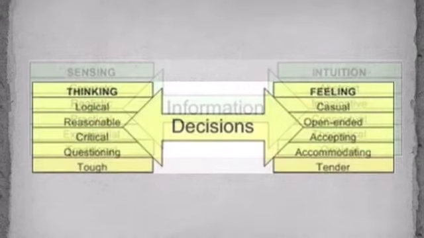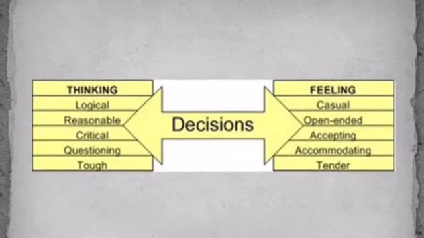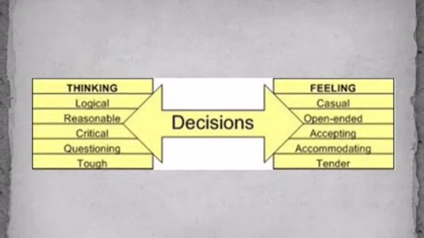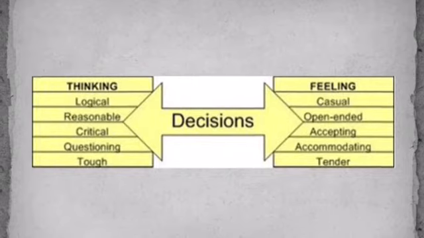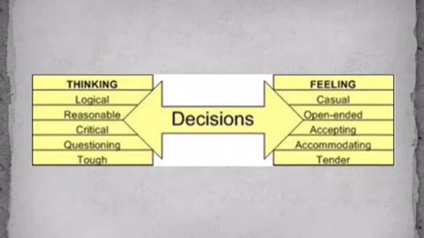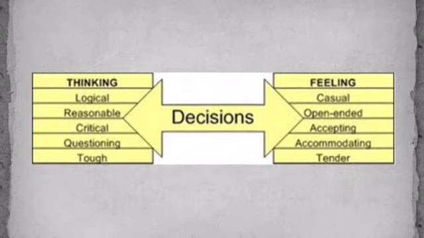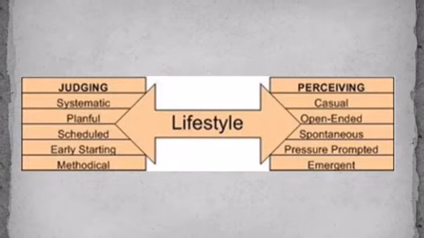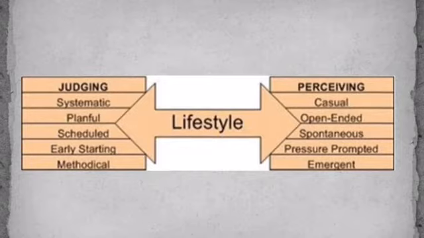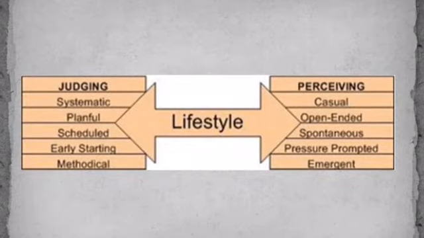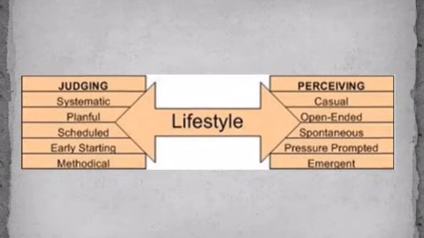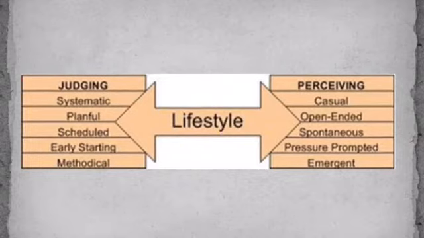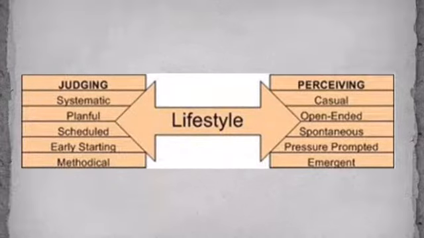Decisions. If you fall under the thinking category, you are more reasonable with your decisions. You gather all information and question it. If you are one who is more casual with decisions, you are basing your decisions on feelings. Lifestyle. One may fall under the judging type or perceiving type. If you're leaning towards judging, you're more comfortable with structure and organization, whereas if you are more of the perceiving type, you are very flexible.